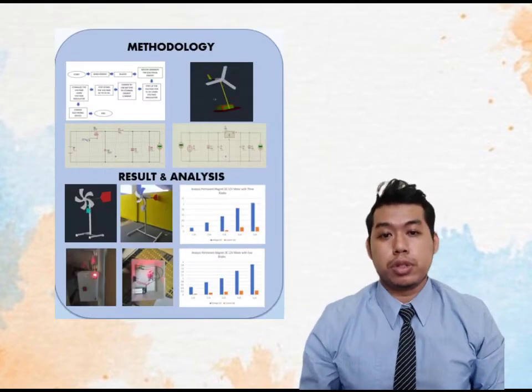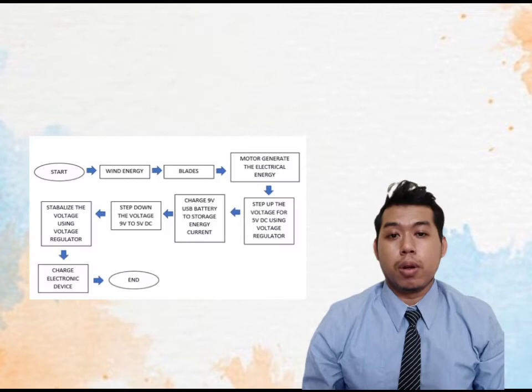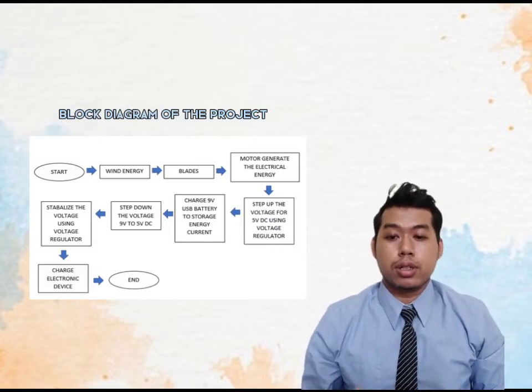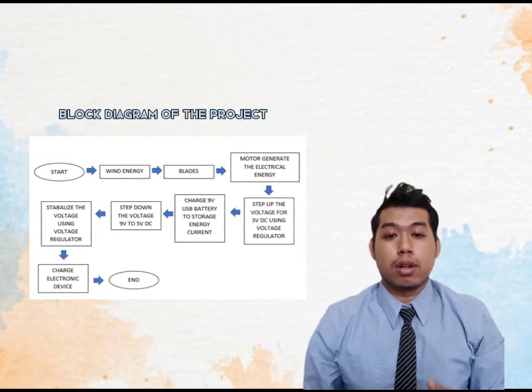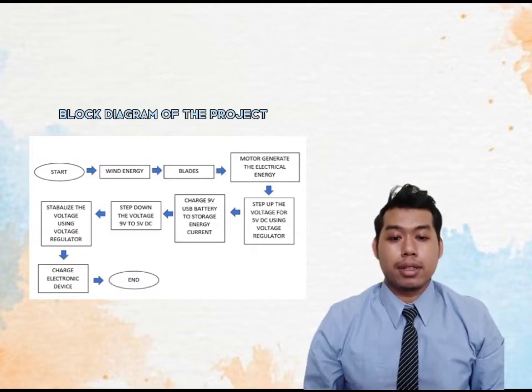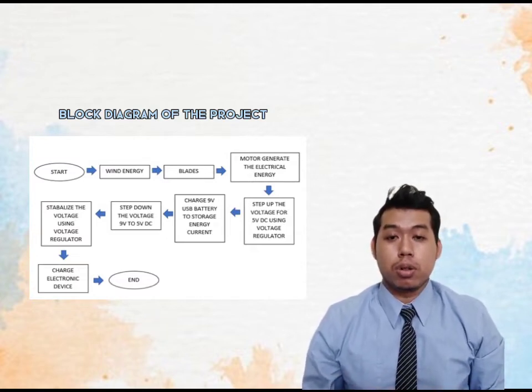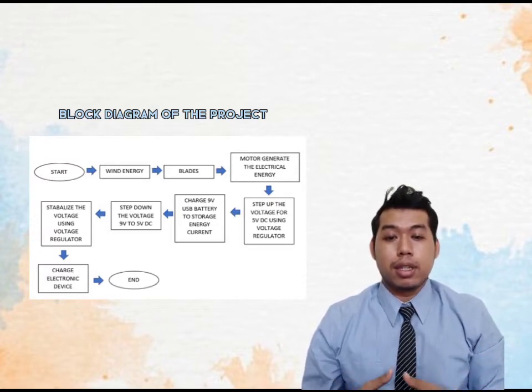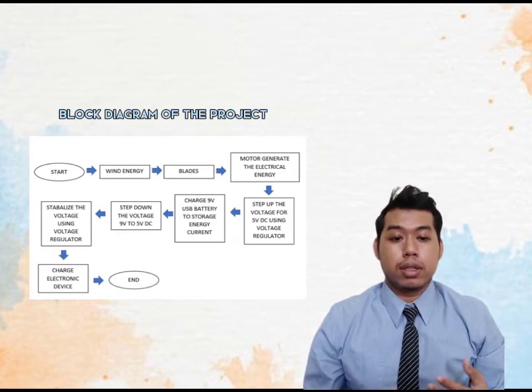Okay, for the methodology, this is a block diagram of the process of this project. The wind is the initial state and the source of energy for the wind turbine. The wind turbine can create more electricity the faster the wind blows. The blade is the next stage, the component that harvests the wind by converting it into kinetic energy, rotating as the wind blows. The rotation of the blade will increase as the wind speed increases.